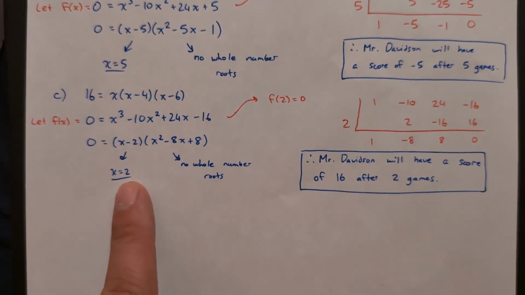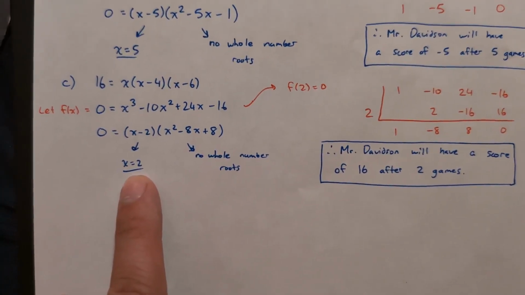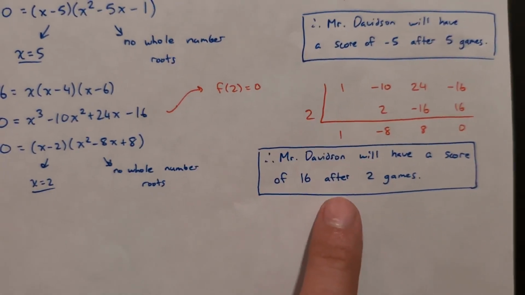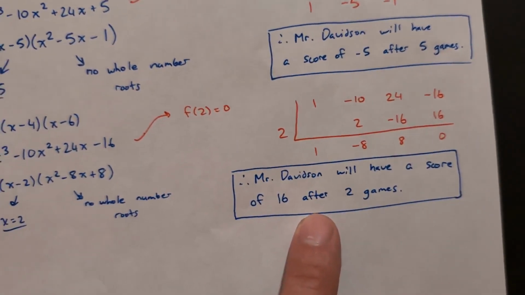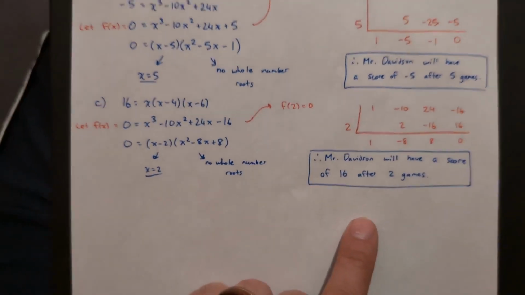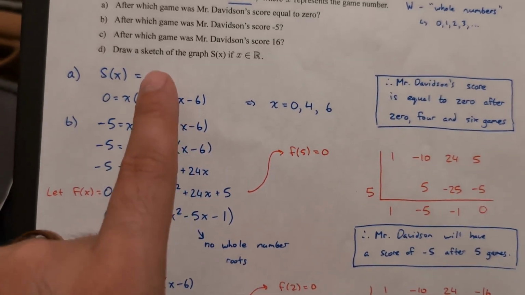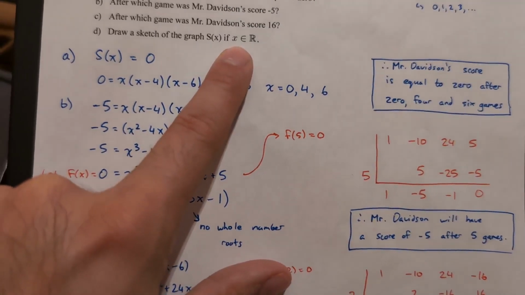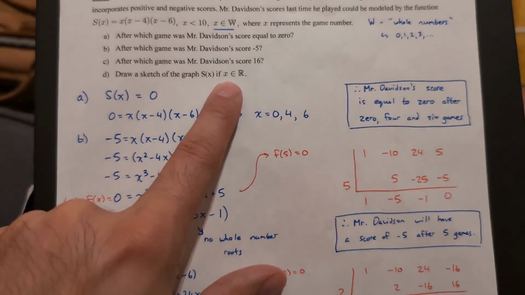And so because we only have that 0 of x equals 2, or that solution of x equals 2, I suppose, we can say, therefore, I'm going to have a score of 16 after 2 games. And we can start to look at, well, our part D, draw a sketch of the graph S of x if x is an element of all real numbers. So let's start to look at what information we have here.